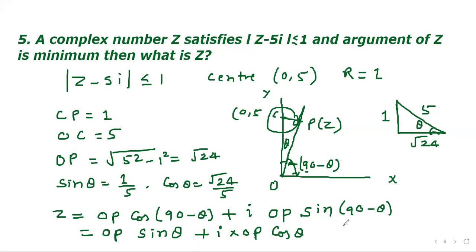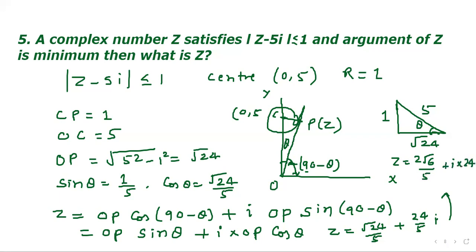So we get z equal to root 24 upon 5 plus 24 upon 5 iota. This can be further written as z equal to 2 root 6 divided by 5 plus iota times 24 upon 5, which is our answer. Thank you.